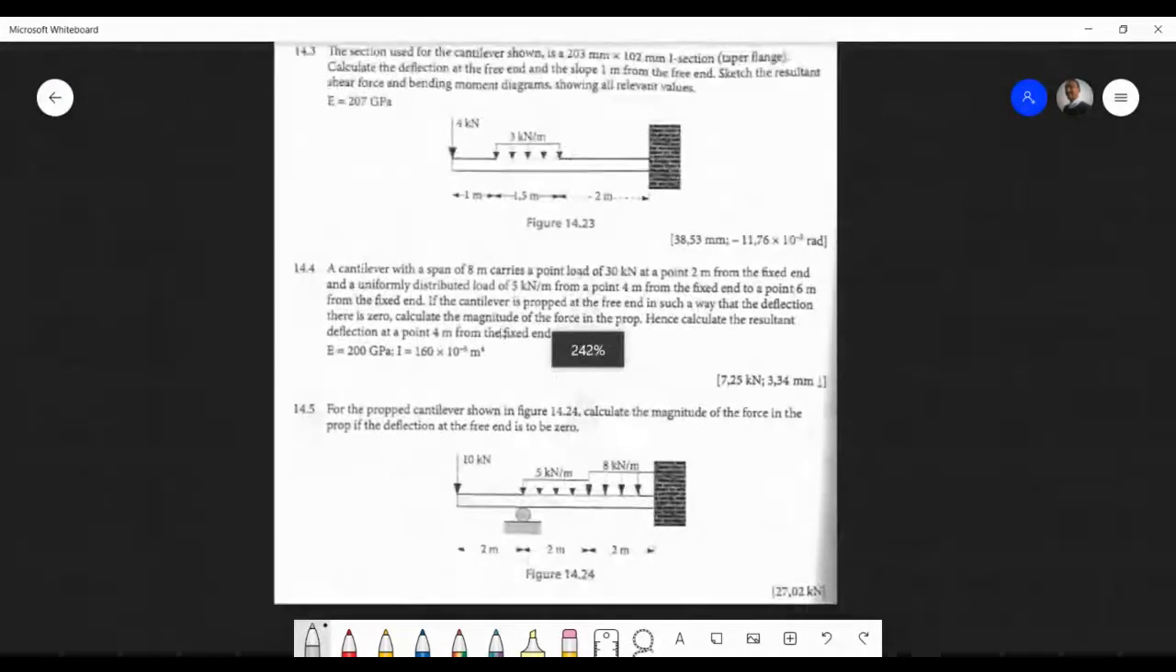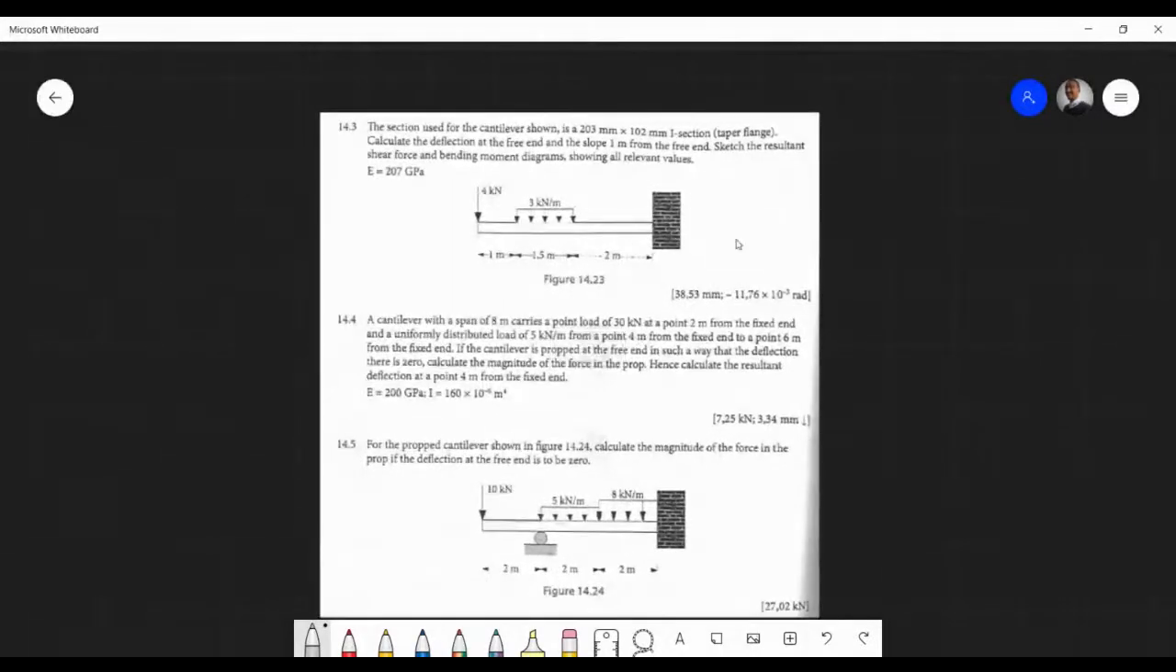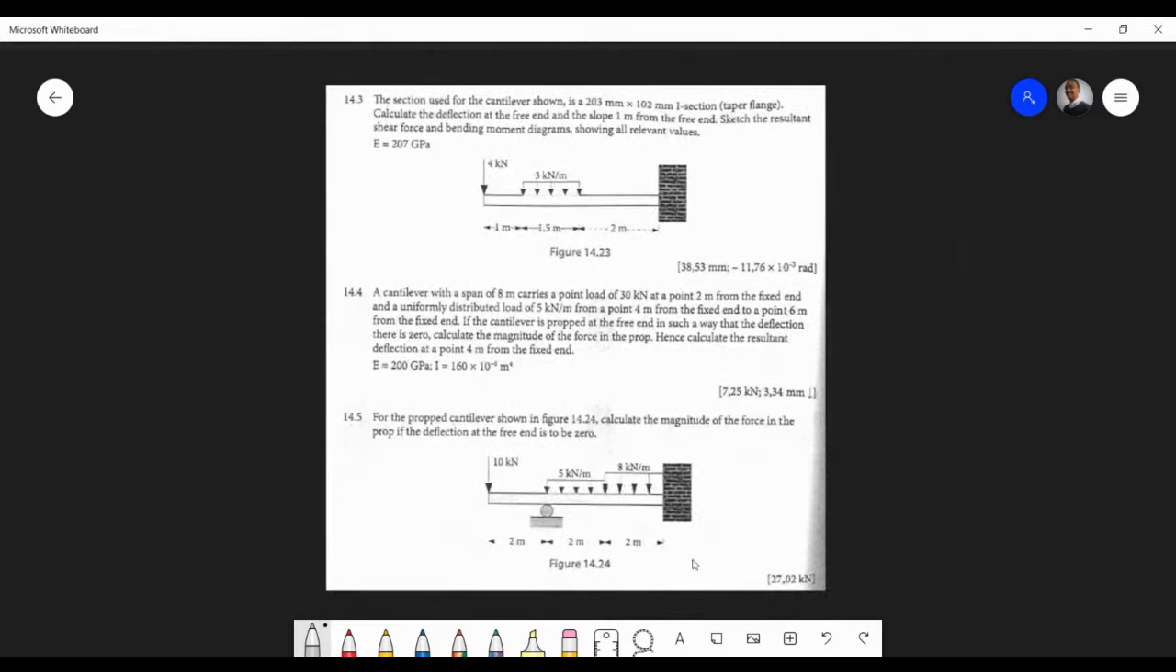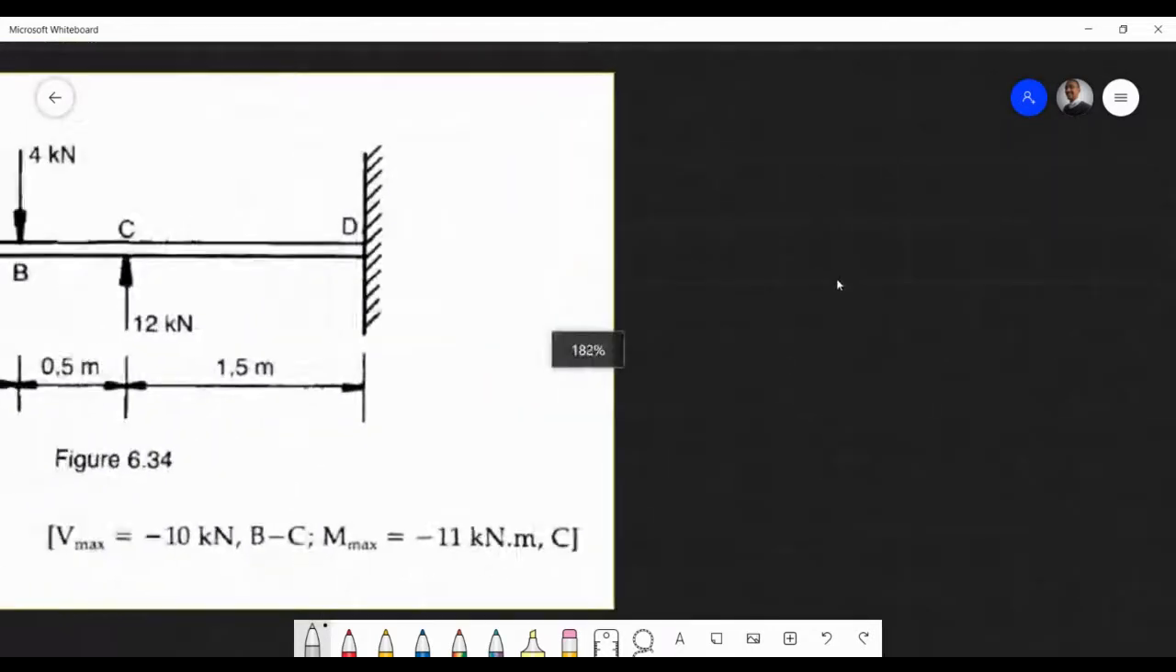You can even use this as practice for your shear force and bending moment diagrams. If you can solve it, you can just WhatsApp me, then I will confirm the answers for you. I'm just letting you know there is more practice on cantilevers.